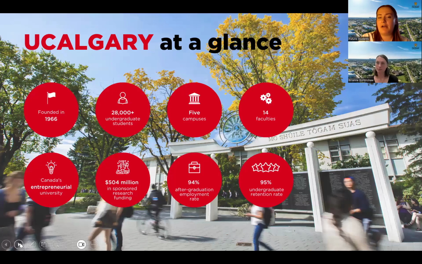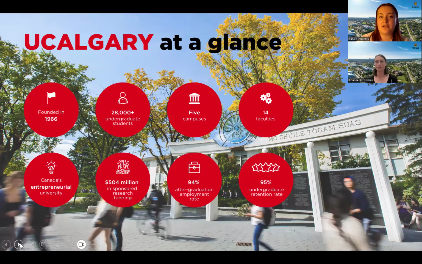So this is just a little bit about the University of Calgary. It's UCalgary at a glance. These are some statistics that you might see around the web. You might see some from other schools, but these ones are ours. We were founded in 1966. We have about 28,000 undergraduate students, 5 campuses, and 14 faculties.